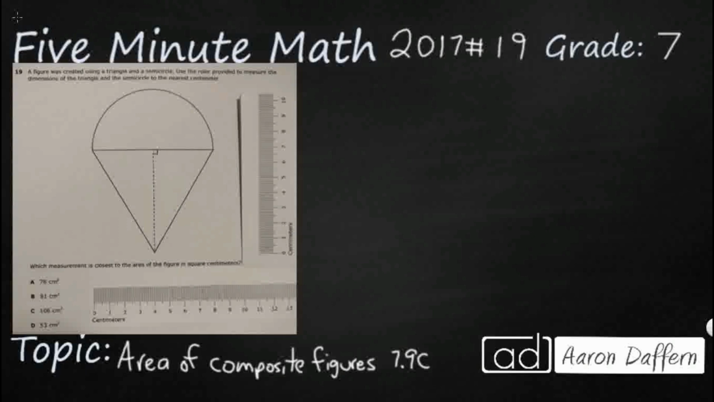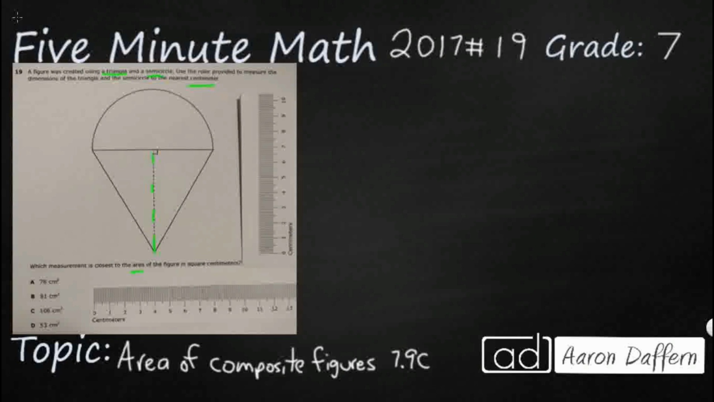This looks a little bit strange because I actually had to print this out and take a photo of it so we could use the rulers. So we've got a triangle. It's not a right triangle, so we have this height in the middle. That's a dashed line that we're going to have to use. And we've got a semicircle. So we need to measure the dimensions and then find the area to the nearest centimeter. So we're going to estimate.